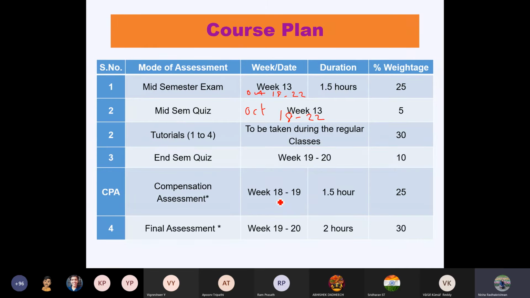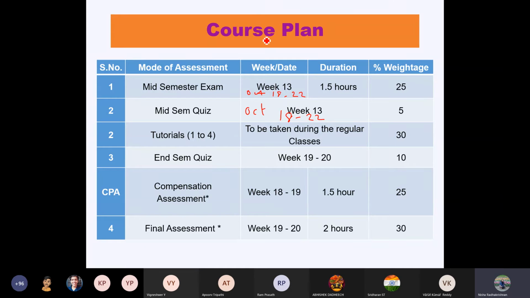And the end semester exam, as per your institute norms, the final assessment, starts from December 2nd and runs all the way to December 10th. Here the timetable will not be decided by us. That will be given by the academic office.